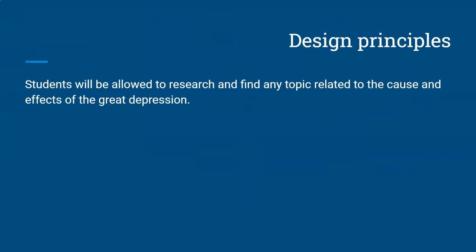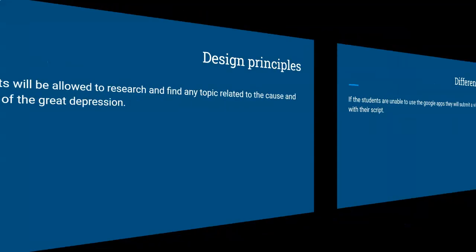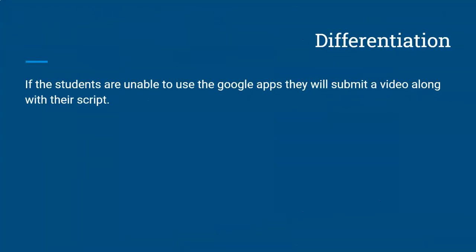So some design principles that would help for these students. Students would be allowed to research and find any topic related to the cause and effects of the Great Depression. Using the internet, they can use a book. They can use almost anything as long as it's a credible source. On the differentiation, if the students are unable to use Google Apps, they will submit a video along with their script. So basically, it's just them giving themselves a presentation through their phone and then they can turn in the script that they used.